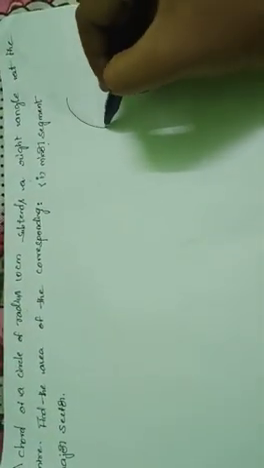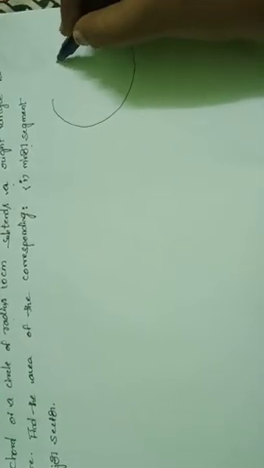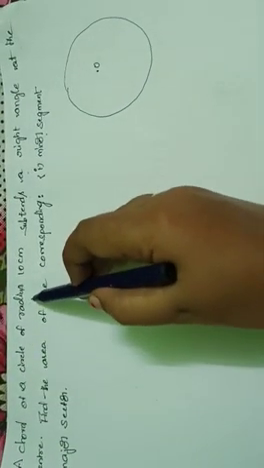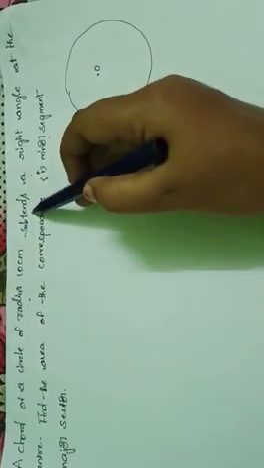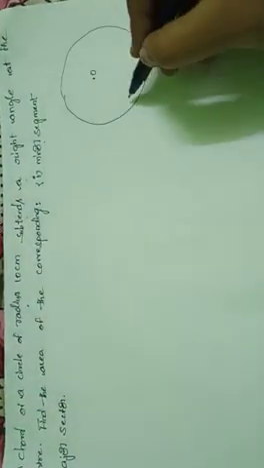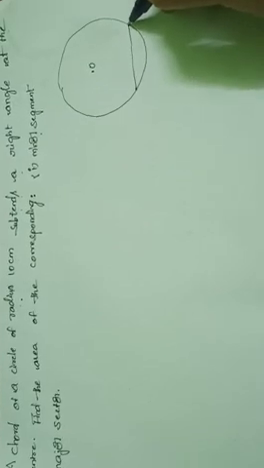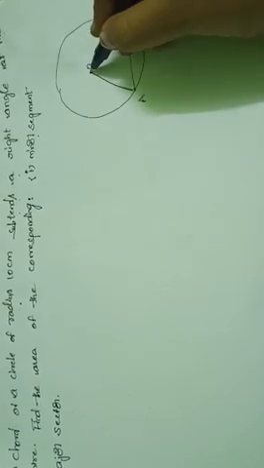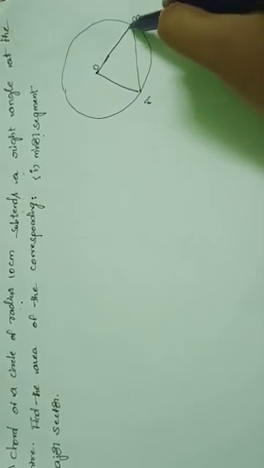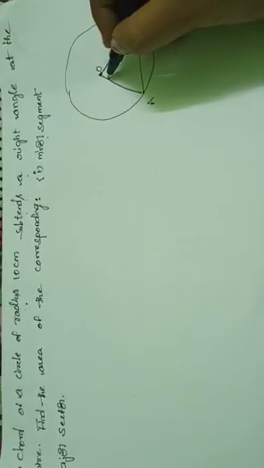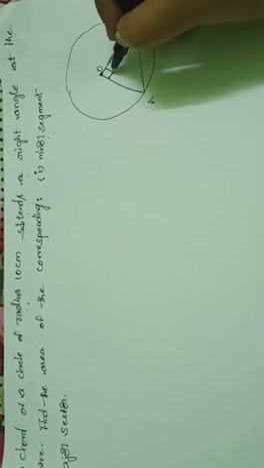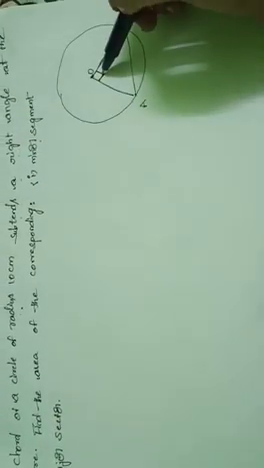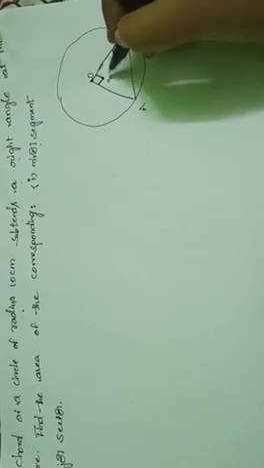First draw the circle. This is the circle with center O. Here chord and radius subtend a right angle at center. Draw the chord of the circle, AB, and here OA and OB are radii of the circle. Chord and radius subtend a right angle at center, so this angle equal to 90 degrees.